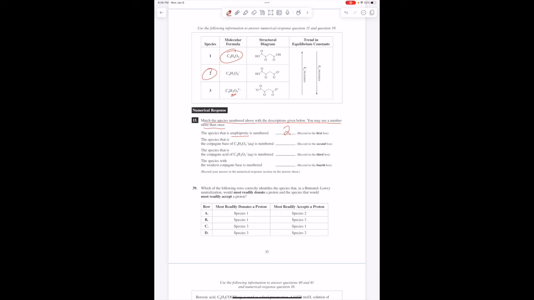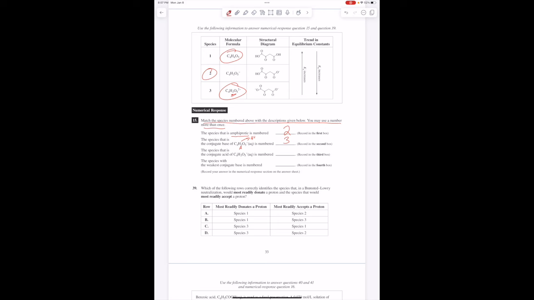Let's see. The species that is the conjugate base of C4H3O5. So that means this would be the acid. So the conjugate base means this has thrown away a proton. So it would be C4H2O5 negative, right? So that would be this one. So that would be 3.